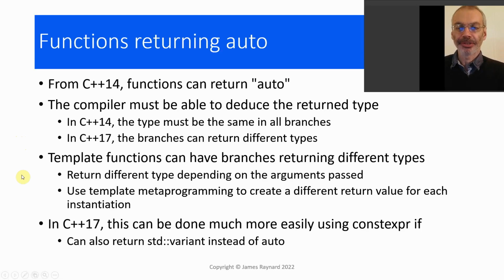The traditional way of doing this was to use template metaprogramming with SFINAE and enable_if to return a different value for each instantiation, and that's pretty horrible. In C++17, you can now make your life much easier by using constexpr if. And there's also another option actually. You can also return a variant object instead of having a return type of auto. So if you're very certain about what types you want the function to return, you could use variant.